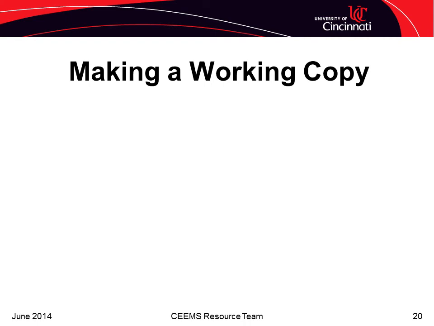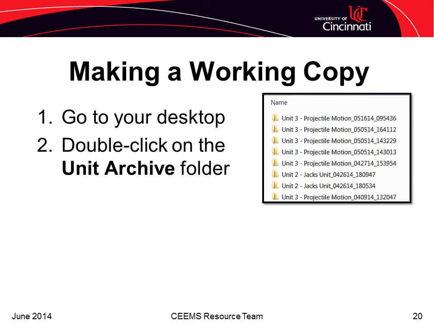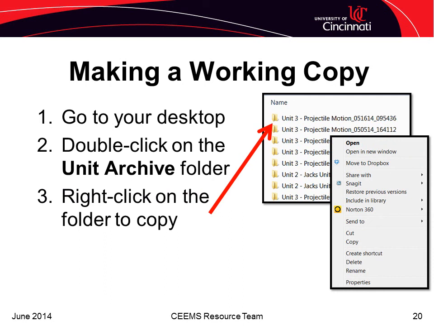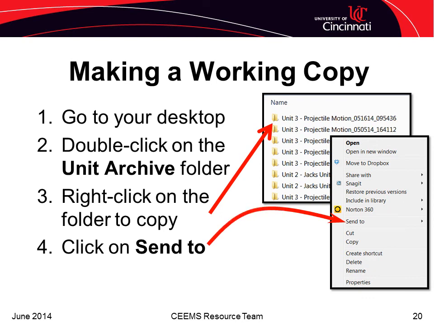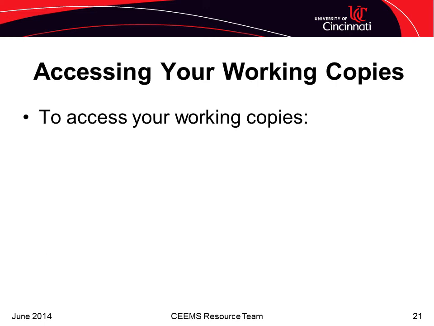To make a copy, navigate to your desktop and double-click on the Unit Archive folder. Right-click on the folder that you would like to make a copy of. A dialog box will appear. Hover your cursor over Send To on this dialog box. When the next dialog box opens, click Documents. This will copy the selected folder to the Documents folder, which can be accessed by using Windows Explorer.